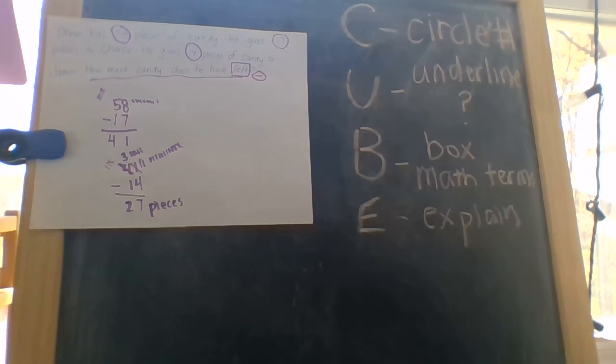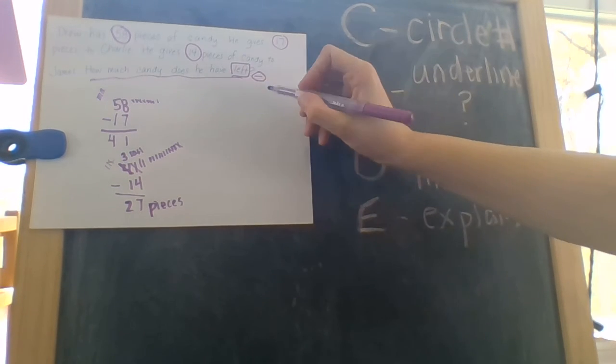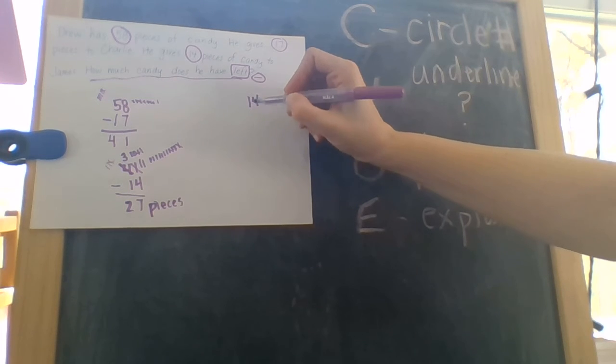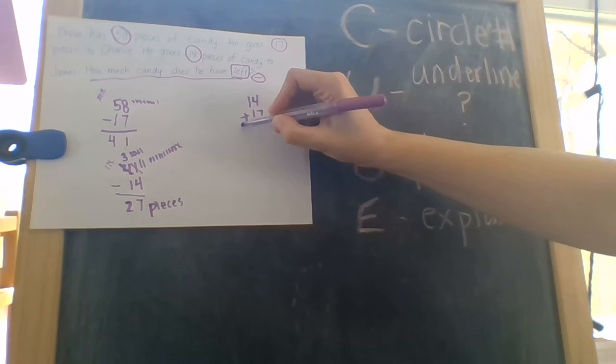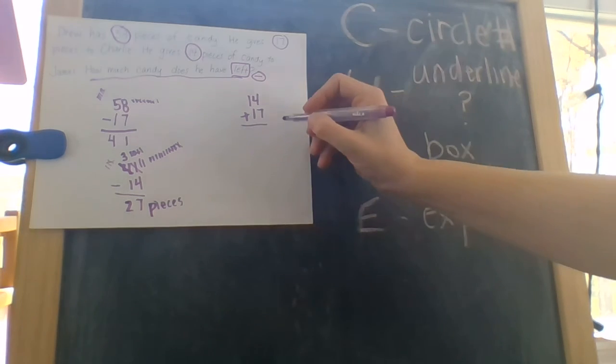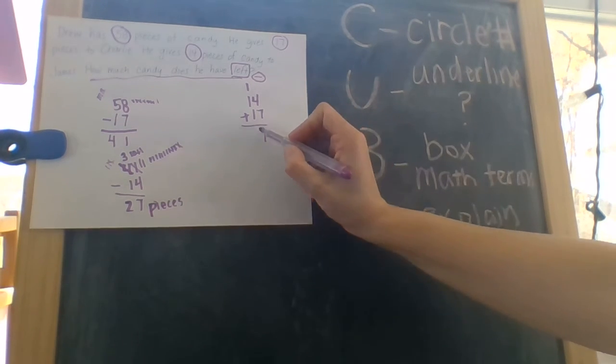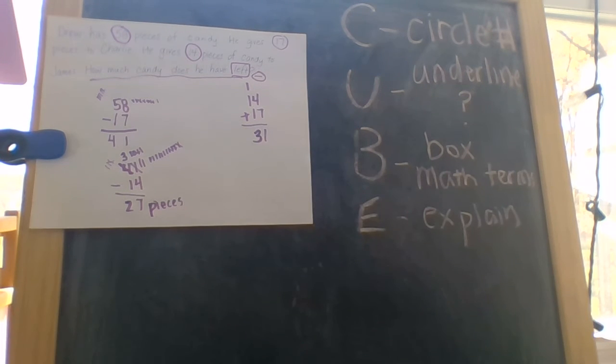Now remember I told you there were 2 ways you could solve this. Instead of doing 2 subtractions, I could do an addition first and then a subtraction. So I'm going to start by taking the 2 pieces that he gave away. 14 plus 17 to find out how many he gave away altogether. 4 plus 7 is 11. Place my 1, carry the 1. 1 plus 1 plus 1 is 3. 31. That's how many pieces of candy he gave away.